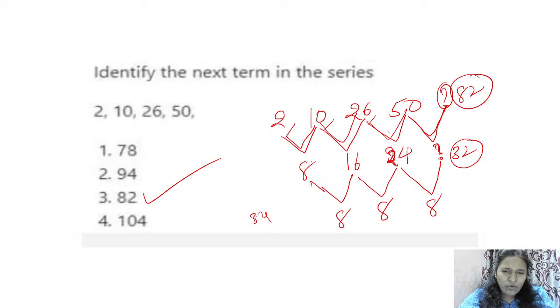Okay, next we are doing the difference. What is the difference between these two? 8. These two also 8. That means these two differences are also 8, right? That means what is this value? If we add these two, we will get 32 here.